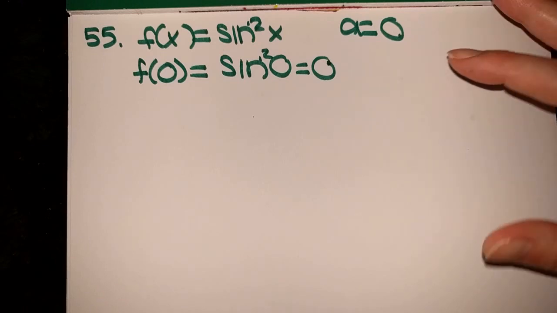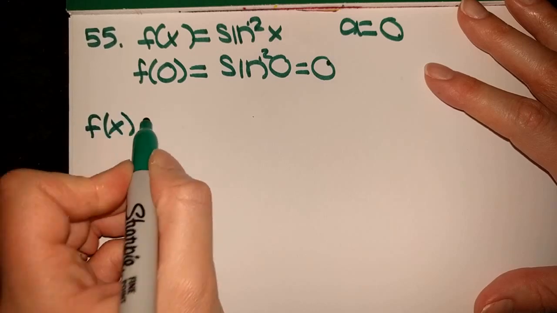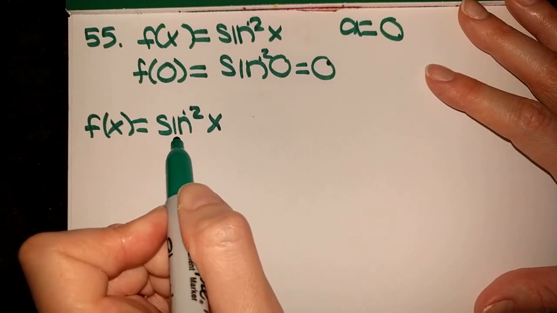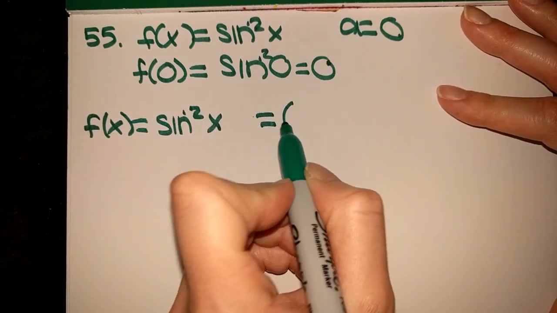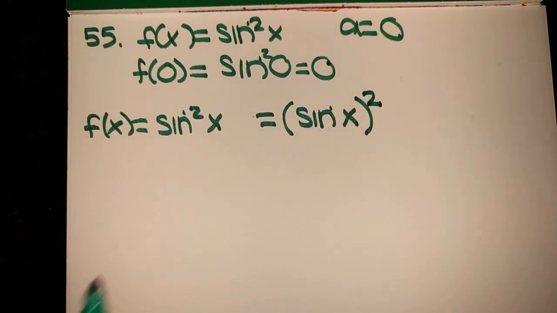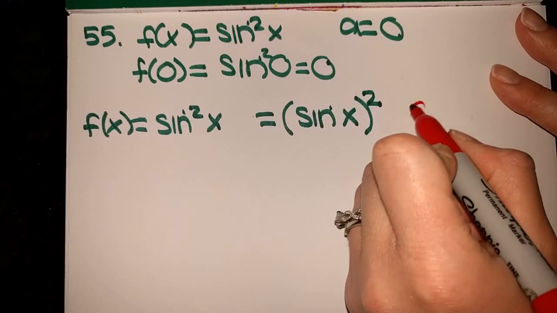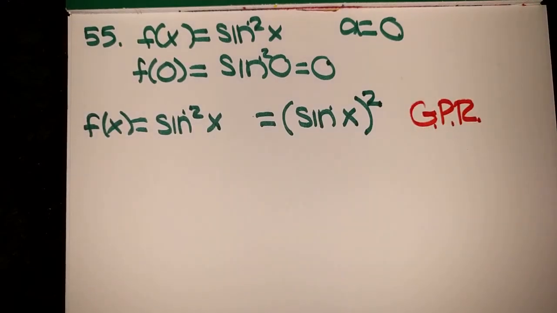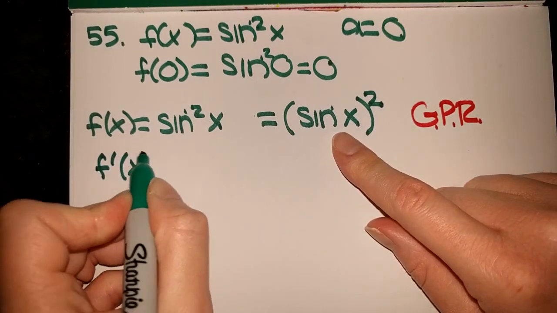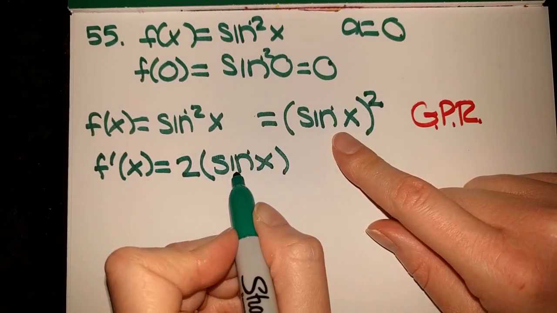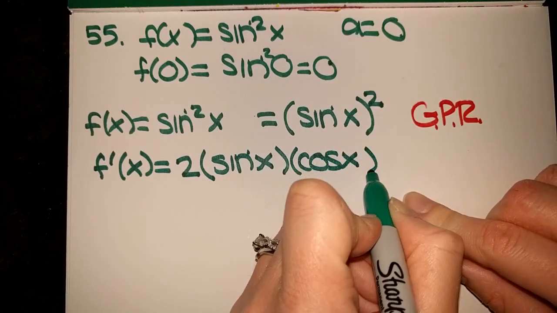Now, do keep in mind that the function that we have here, f of x, is equal to sine squared x. Because that little exponent is in between the trig function and its argument, that is the same as sine of x quantity squared. So when we write that with parentheses, we're seeing that because it's parentheses to a power, that is our general power rule, that specific case of the chain rule. So when I take this derivative for f prime of x, I will have 2 times sine of x, and then the derivative of the inside will just be cosine x.